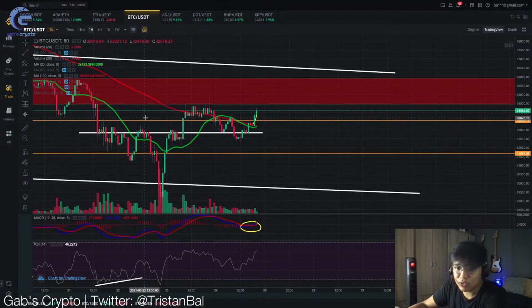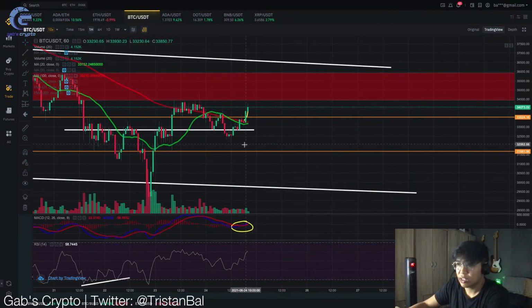Ano po yung setting ng moving averages niyo at ilan po? Ang fina-follow ko is 20, 50, 100, and 200 moving averages for each and every time frame actually.